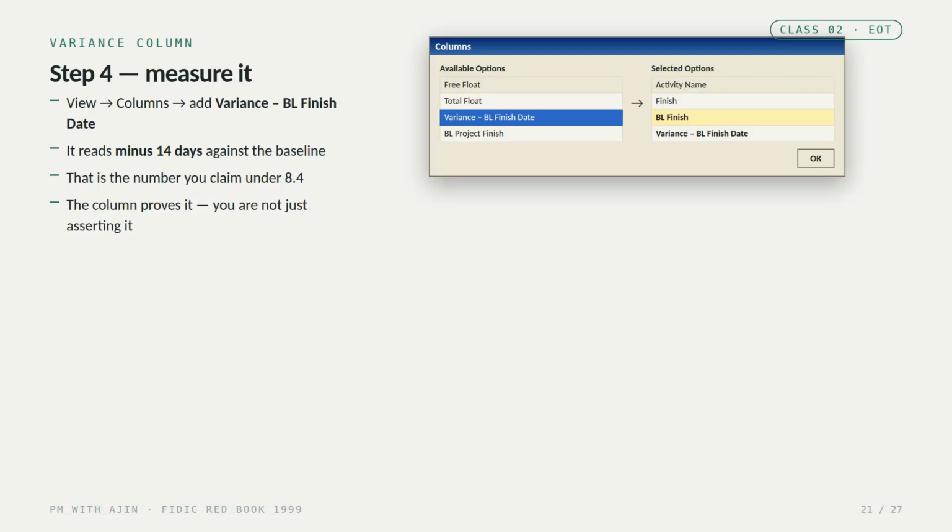Step 4. Measure it precisely. Go to View, then Columns, and add the column called Variance Baseline Finish Date. Against our baseline, it reads -14 days. That's the exact number you claim under 8.4. And the beauty of it is the column proves the figure. You're not asserting 14 days, you're demonstrating it.